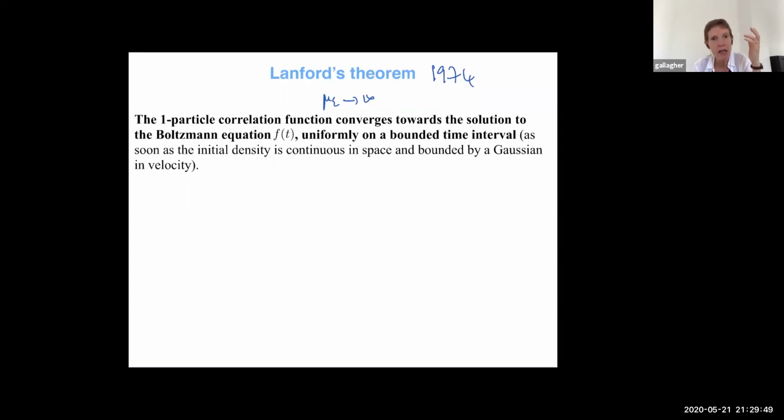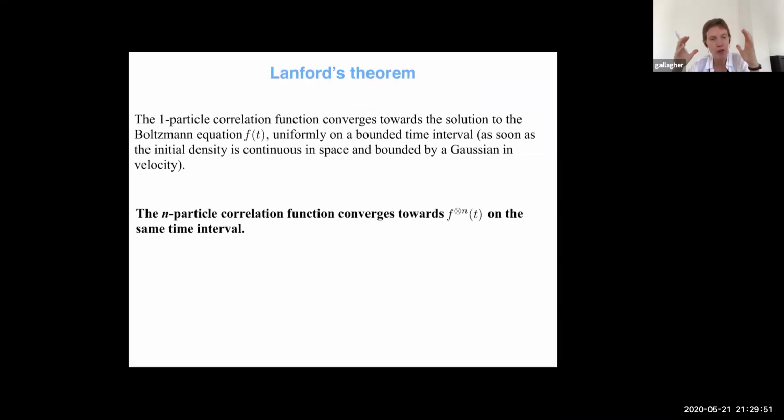Lanford tells you a bit more. It also tells you that if you look at the n particle correlation function, which we defined just before, so just look at a set of n particles, this will converge as mu epsilon goes to infinity to n copies of the Boltzmann equation. This is exactly telling you some kind of propagation of chaos, which I was mentioning in the very beginning, because you're saying at time t, when epsilon goes to 0, where the number of particles goes to infinity, at time t, all particles are again identically distributed by this function, which is n copies of the Boltzmann equation. Okay, so that's Lanford's theorem.